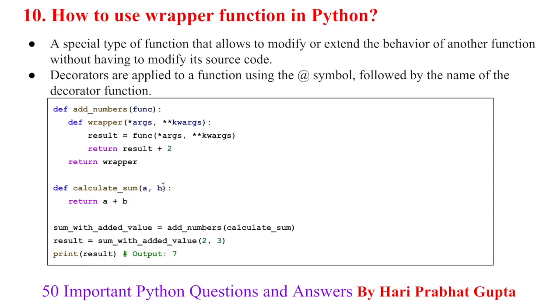The calculate_sum function is the original function we want to modify, and we apply the add_numbers wrapper function to calculate_sum by calling add_numbers on calculate_sum. This returns a new function that behaves like calculate_sum but with 2 added to the value. We then call the modified function with arguments 2 and 3, which calls the wrapper function with those arguments, calls the original calculate_sum function with those arguments, adds 2 to the result, and returns the value 7. So this is all about the wrapper function in Python programming.